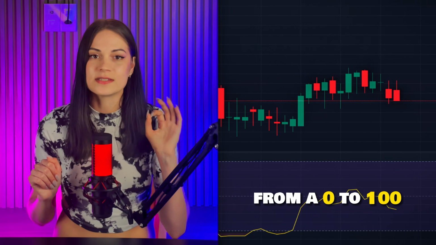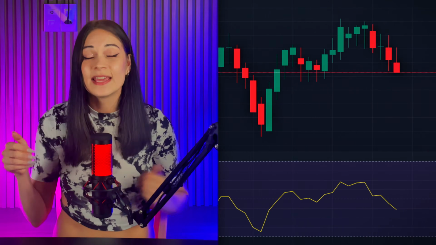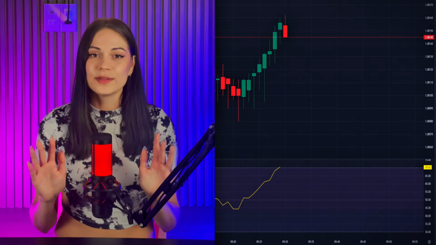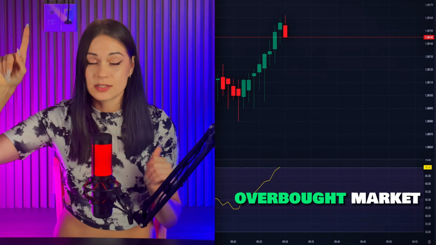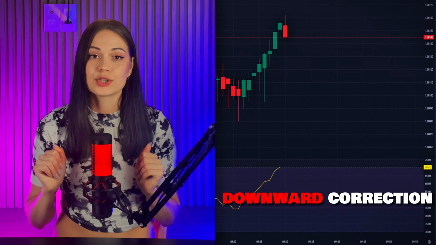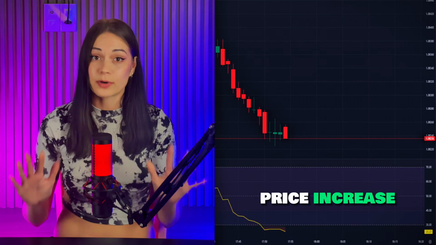The RSI, or Relative Strength Index, is an indicator that helps determine when the market is overbought or oversold. The RSI value ranges from 0 to 100, and there are 2 key levels you need to pay attention to. It is 70 and 30. When the RSI value rises above 70, it signals an overbought market and a possible downward correction. If the RSI falls below 30, it indicates an oversold market and a possible price increase.